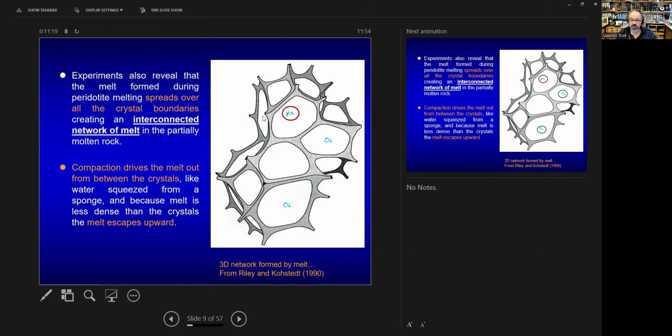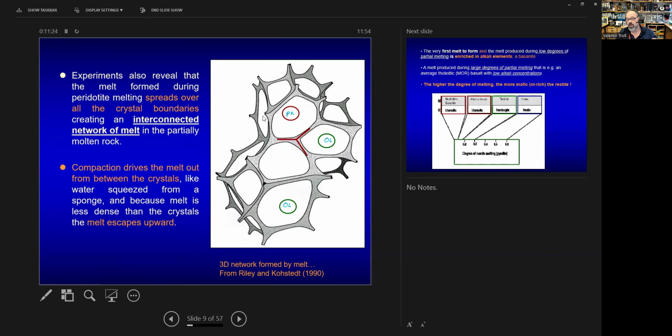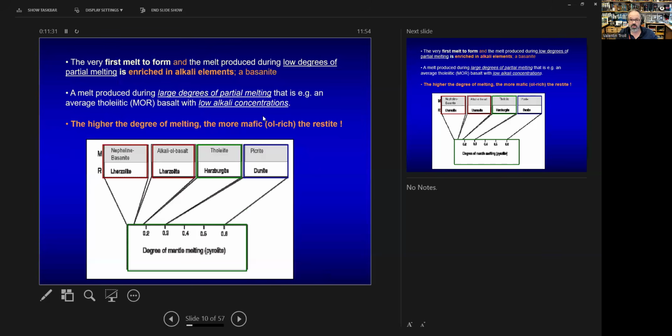So there's a crucial observation, and this means that when we have these triple junctions where three minerals meet, that's where the melt likely starts to form, and then it creeps out and connects with other little triple junctions.